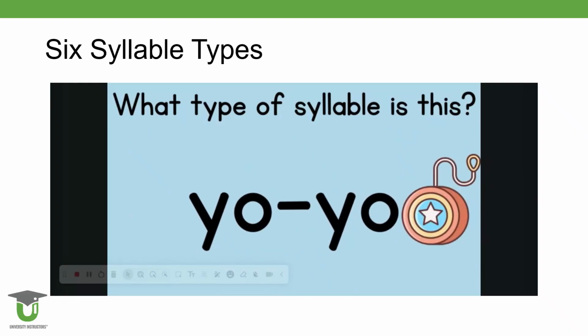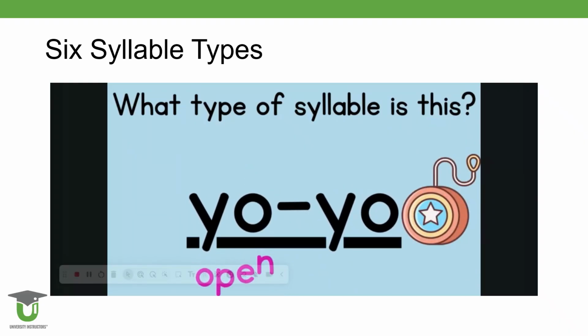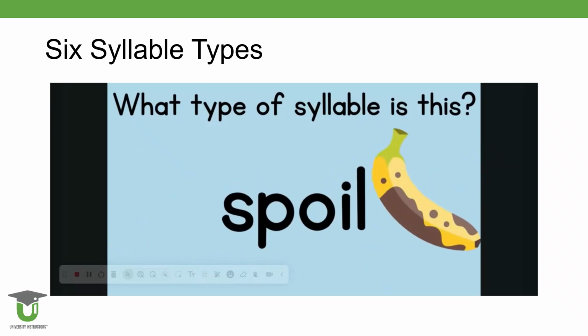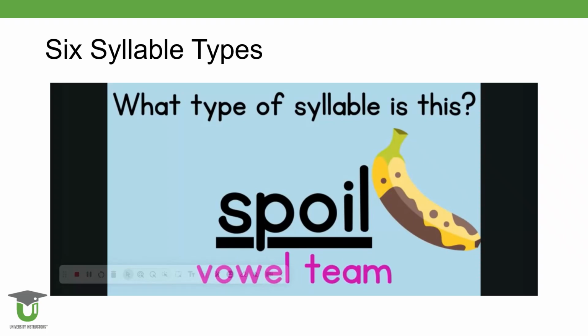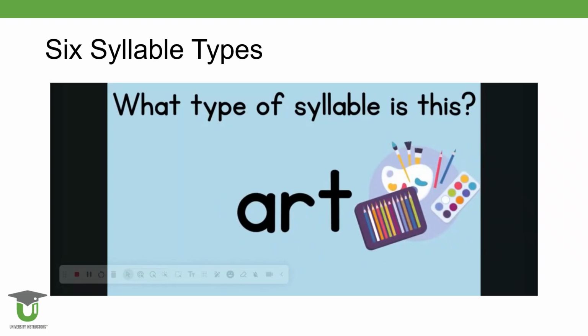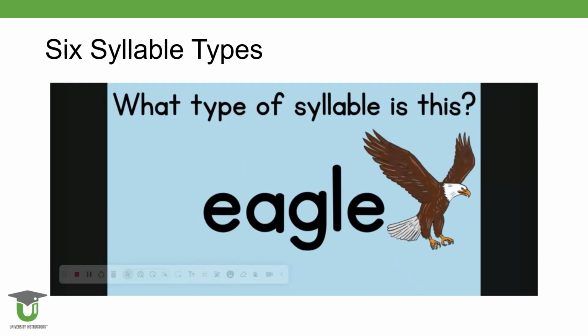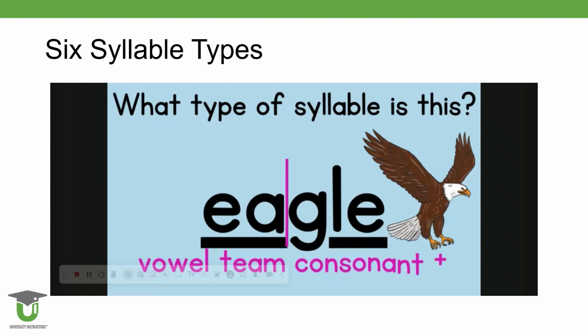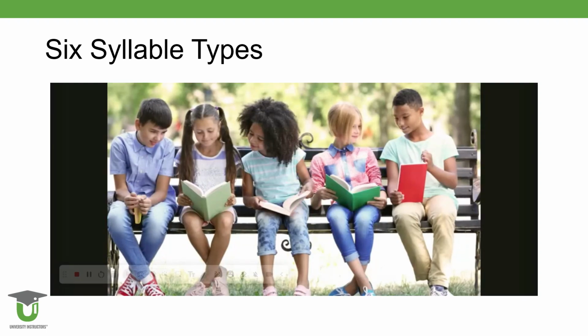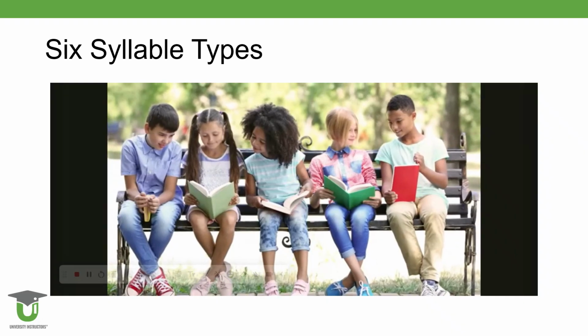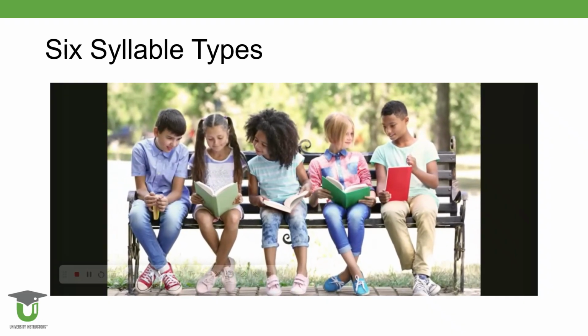Yo-yo. Both of those are open. The yo and the yo. Open. Spoil. Vowel team. Art. R controlled. One more. Eagle. Vowel team and consonant LE. Awesome job. Knowing these 6 syllable types really helps you read longer multisyllabic words.